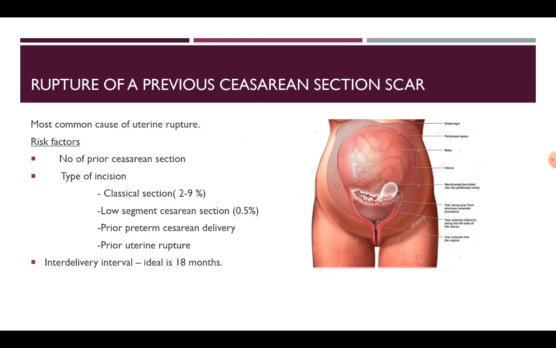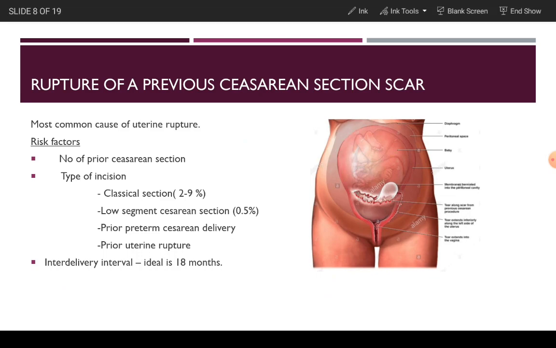Now we have already seen what are the risk factors. So especially we have told cesarean, CS, is an important risk factor, of which classical has got more risk than LSCS. So if it was a classical section, it will get more risk of rupturing. Or previously, if she had the same incident, previously she got a uterine rupture, or prior preterm cesarean delivery.